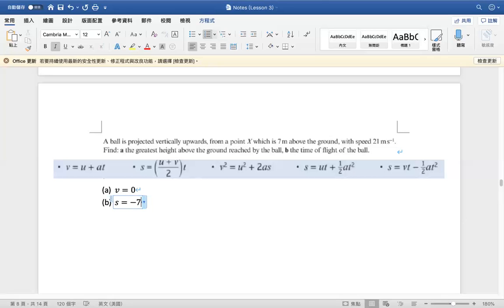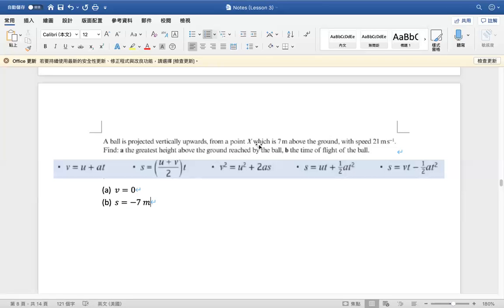Which direction have you picked to be positive? If you pick downward to be positive, then this should be 7, right? No, I picked upwards to be positive. If you take upward to be positive, then you're correct. Sorry, I didn't look at the question very carefully. If you start from the ground and end at the ground, then certainly s is 0.